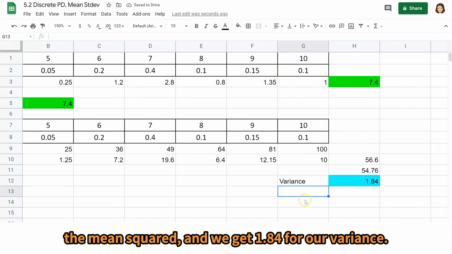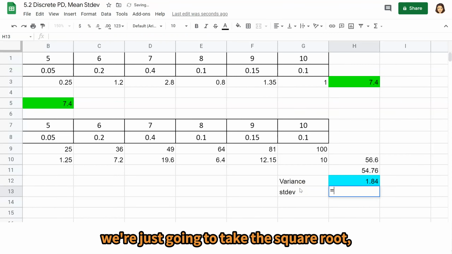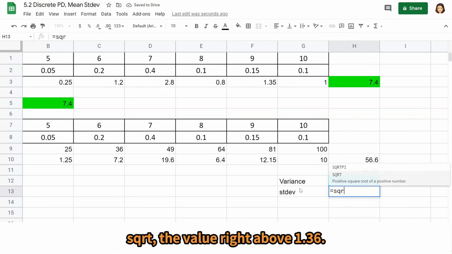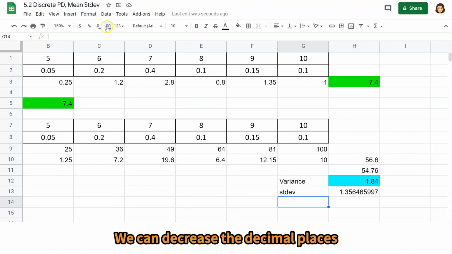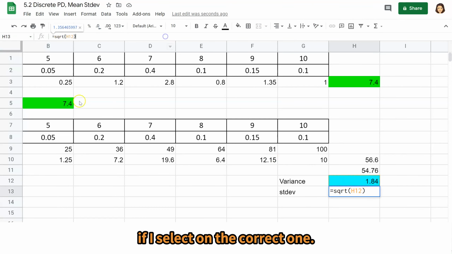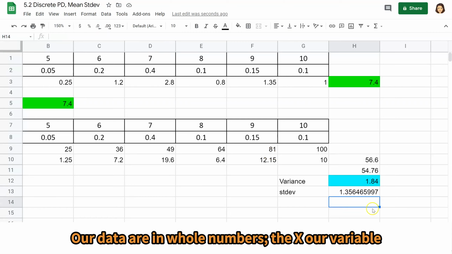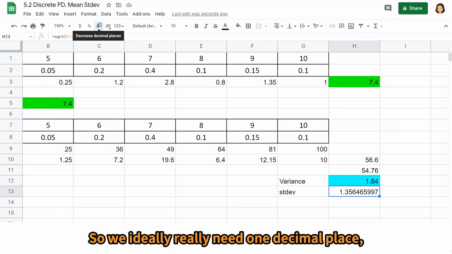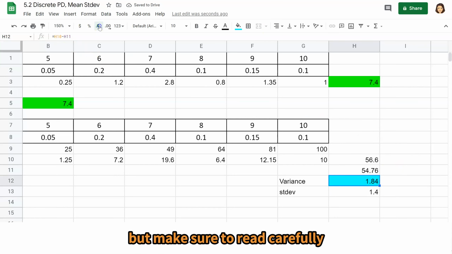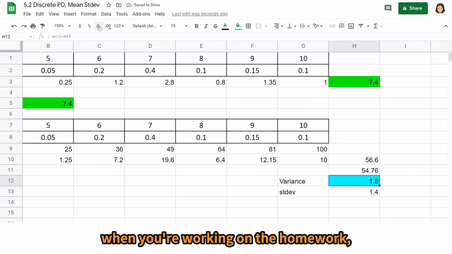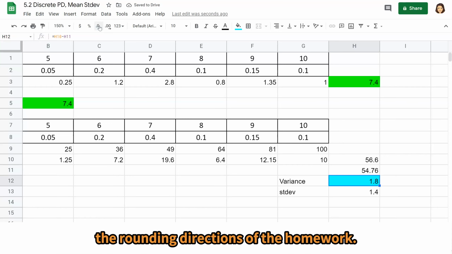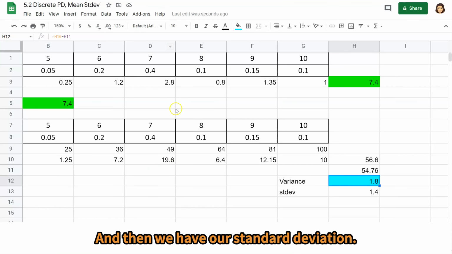To get the standard deviation, we're just going to take the square root. SQRT, the value right above, 1.36, and we can decrease the decimal places if I select the correct one. Our data are in whole numbers. The x, our variable, is a whole number variable. So we ideally really need one decimal place, but make sure to read carefully when you're working on the homework, that you follow the rounding directions in the homework. And there we have our standard deviation.